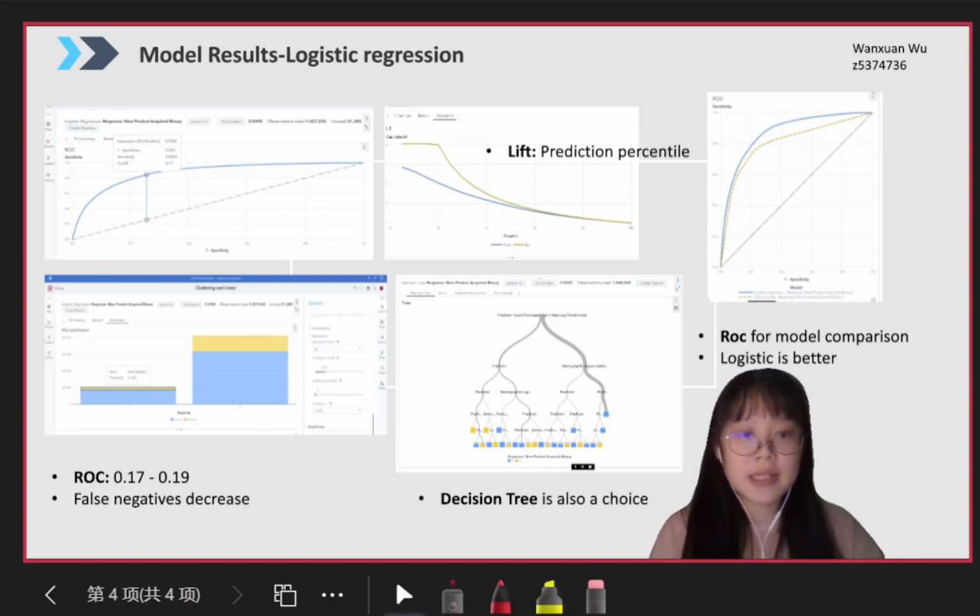And decision tree is also a choice, and we tried it in SAS. However, when we compare it with logistic using ROC, we can see the logistic model is slightly better than the decision tree model. In this case, we choose linear, logistic, and clustering as our final models. All estimates and parameter expressions are in the appendices in our report.